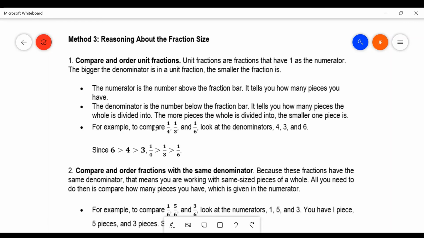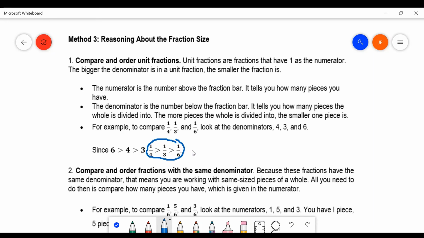For example, to compare 1/4, 1/3, and 1/6, look at the denominators 4, 3, and 6. Since 6 is greater than 4, greater than 3, then 1/4 is greater than 1/3, greater than 1/6. Some error here. Okay, we are going to correct this one. This is a typographical error. Instead of this, because an error occurs here.